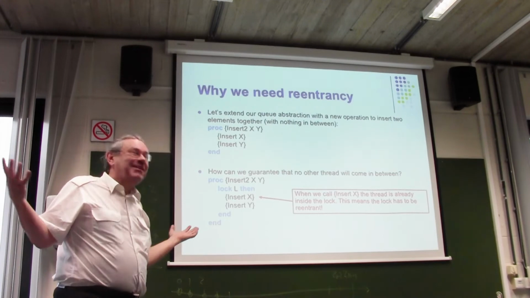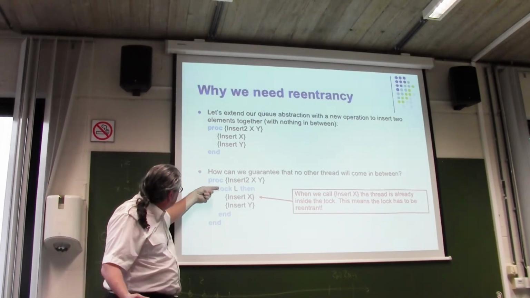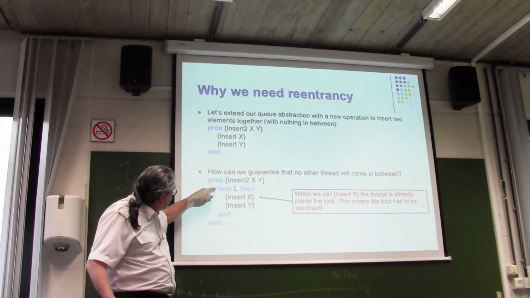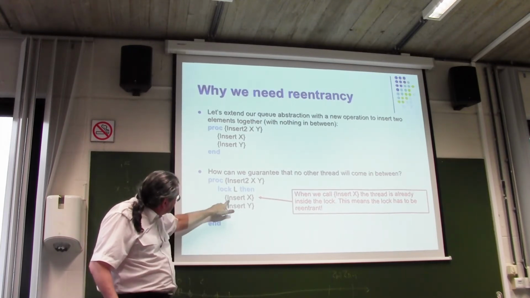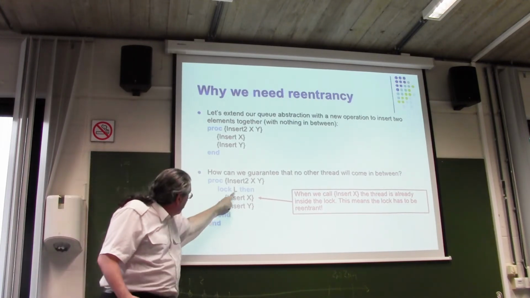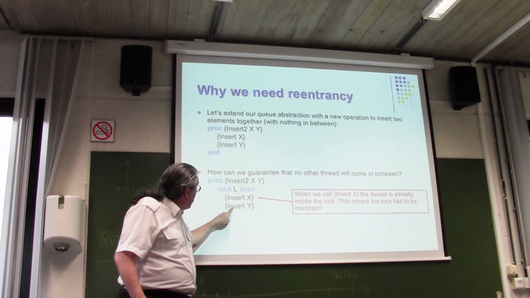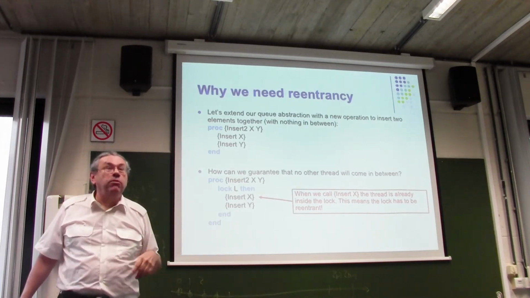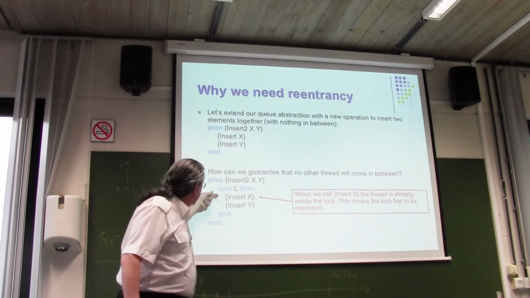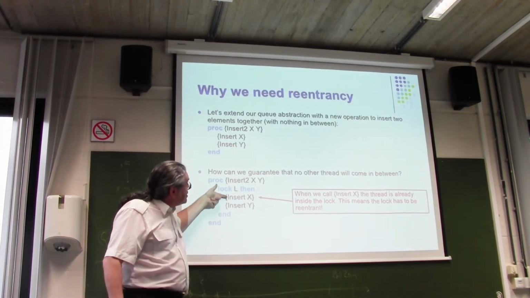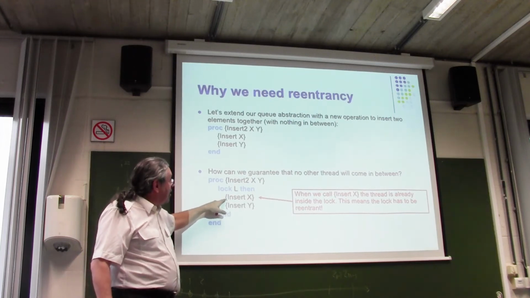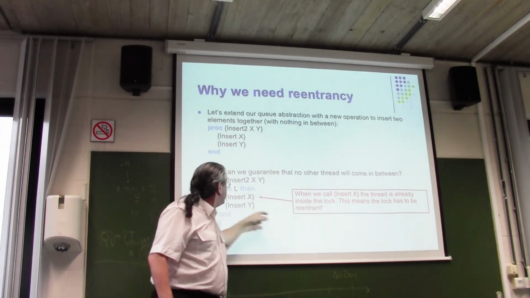We have to use a lock, okay? So the way to do it is by doing lock L. And then we make sure that only one thread, but inside of the insert there's already a lock. There's already a lock in there and in there. But for a reentrant lock, it's not a problem. You see that? When we call insert X, the thread is already inside, okay? That means the lock is reentrant. It has to be reentrant.